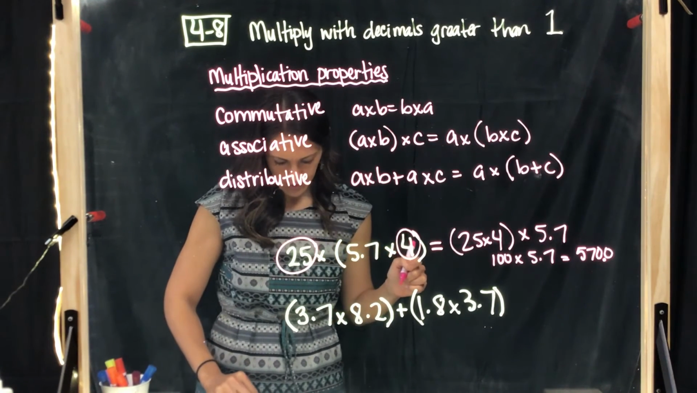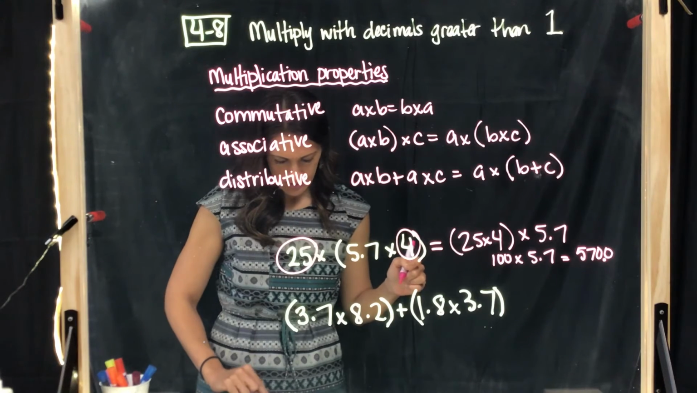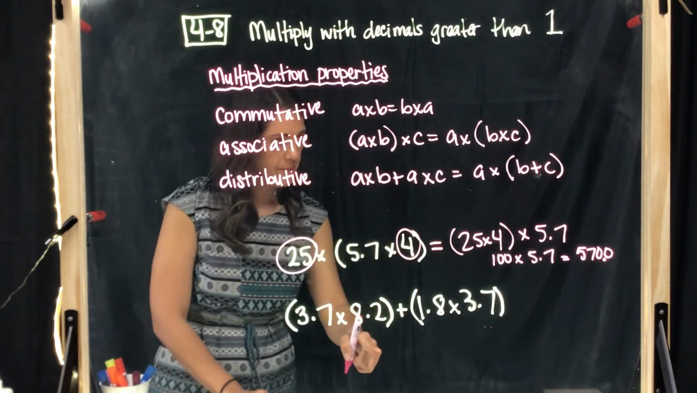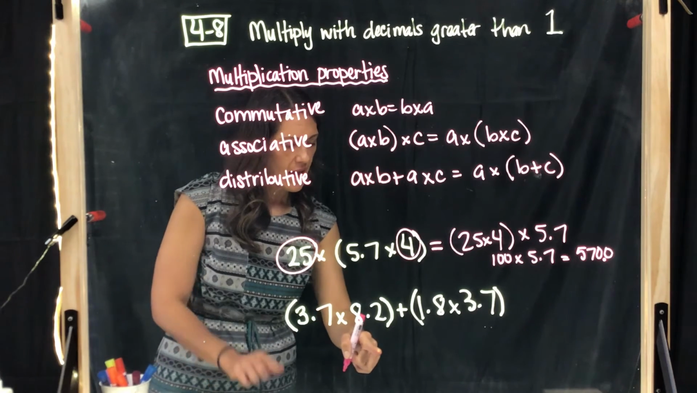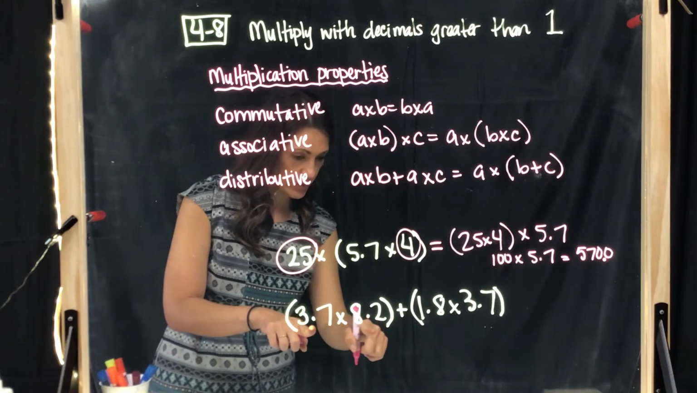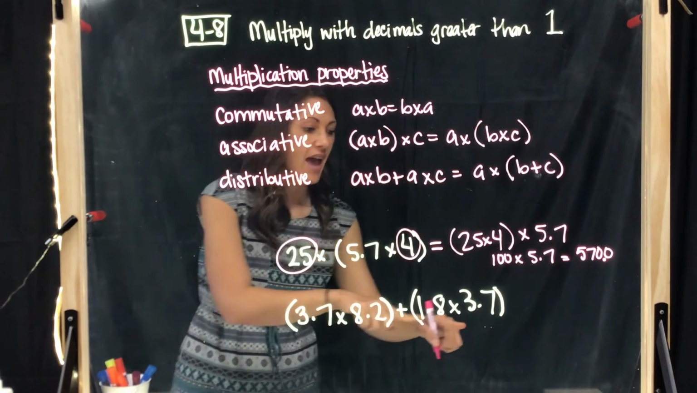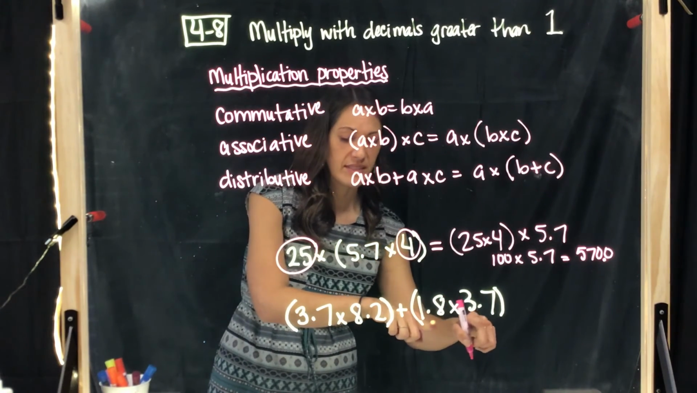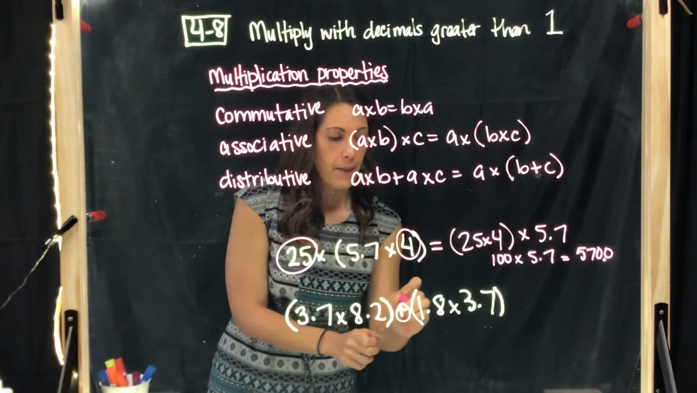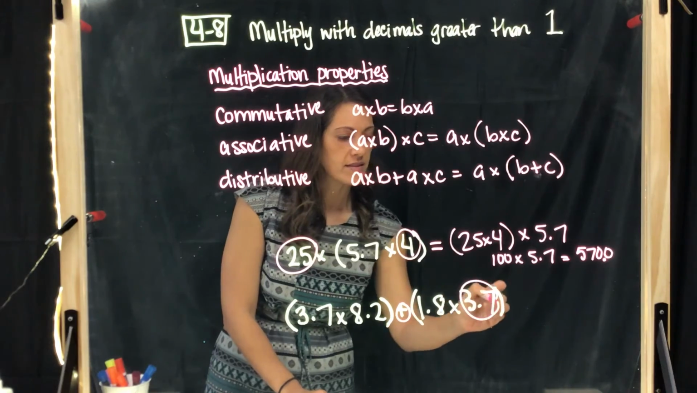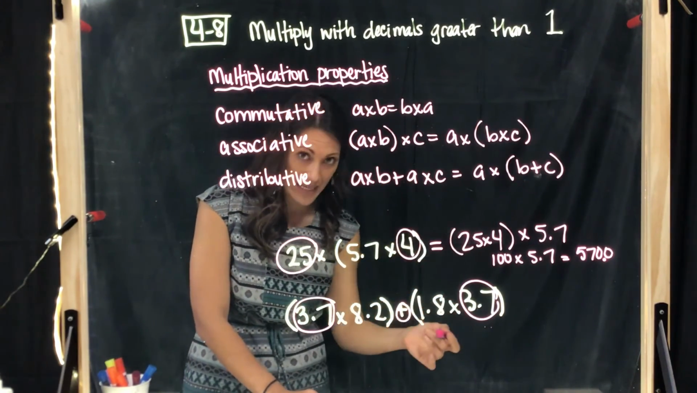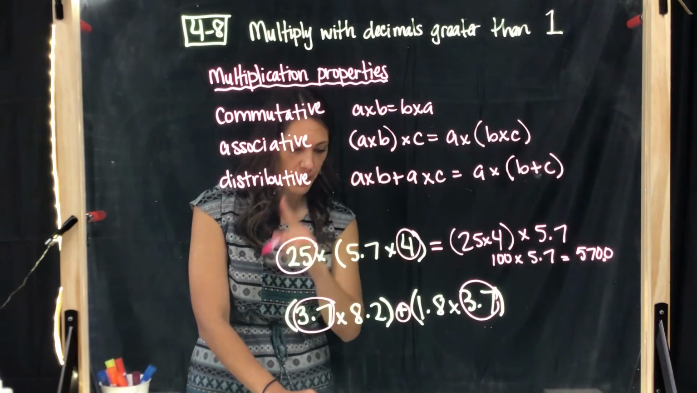Okay, taking a look at, let's see, this next one. I see that this is 3 7/10 times 8 2/10, so I have to multiply these two numbers, and then 1 8/10 and 3 7/10, and I have to multiply these numbers and then take both of these and add them up. But I also see that this is in common. So instead of multiplying twice and then adding, I'm just going to multiply once.